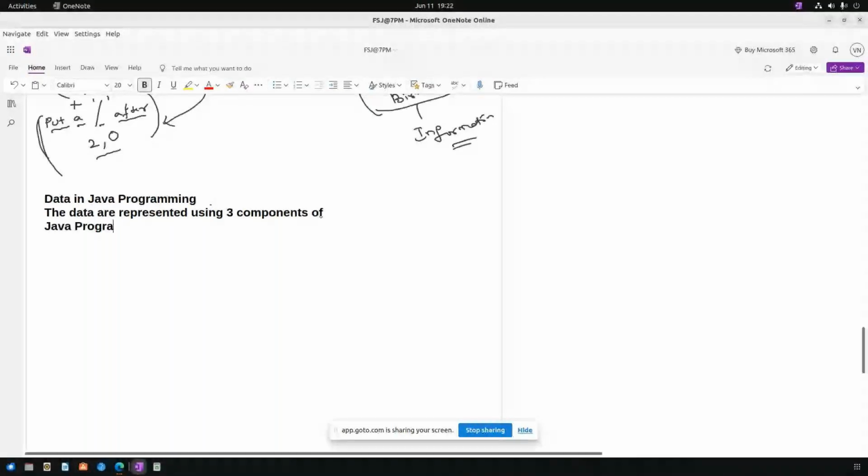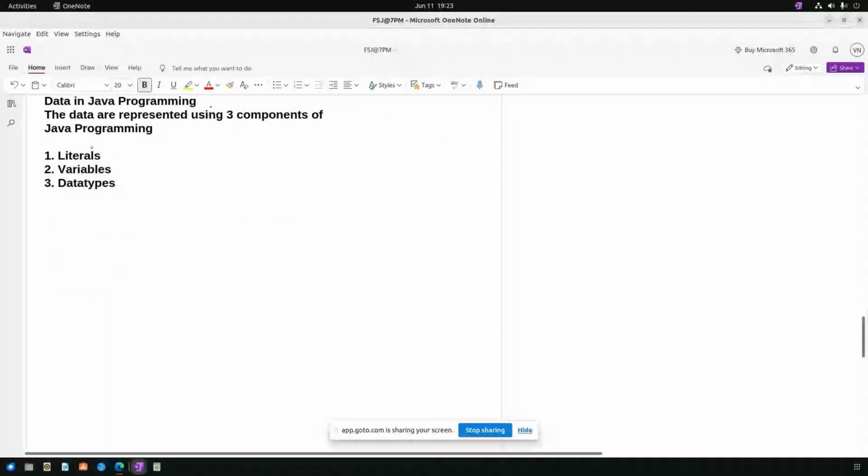So the first component is going to be called literal. Second component we are going to talk about is variable. And the third component is data type. So the three components of Java programming that we use to represent the data are literal, variable, and data type.